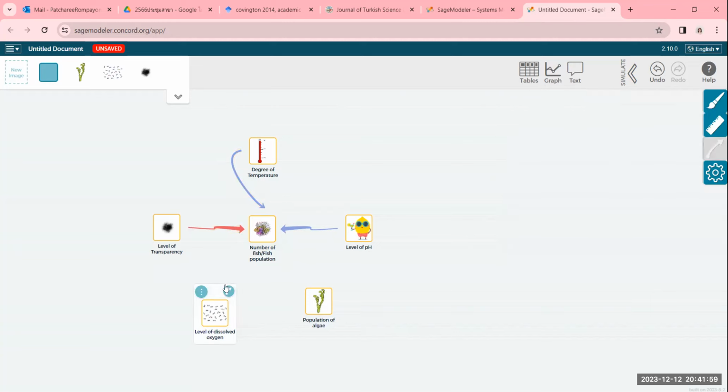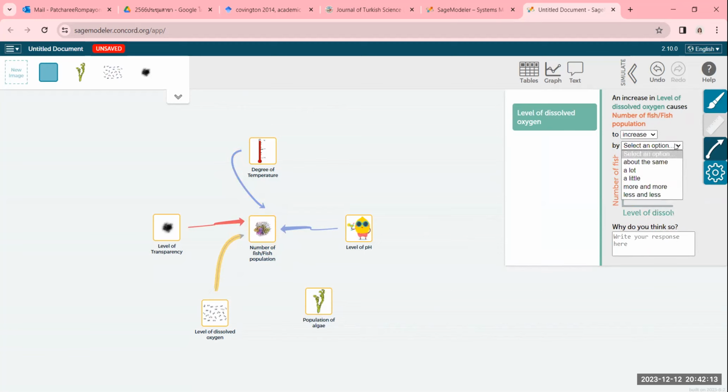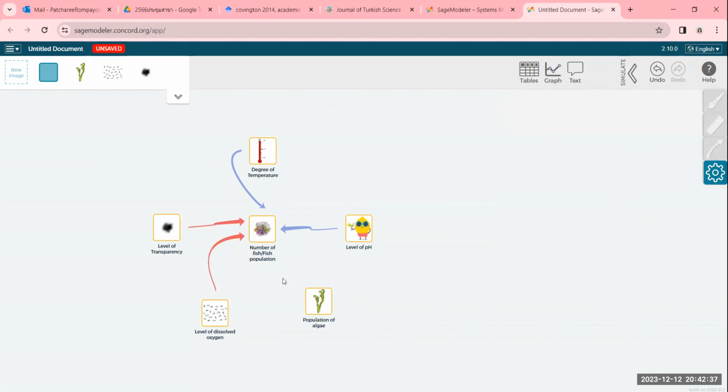Okay. Then level of dissolved oxygen. So if the level of dissolved oxygen increases, then more fish, right? More and more. Okay. More oxygen, more fish. I think it's more oxygen, more fish. Okay.